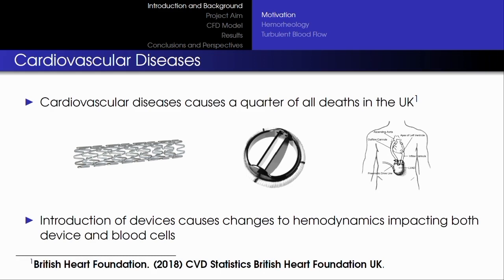So I'm going to start off with a scary statistic. Cardiovascular diseases cause a quarter of all deaths in the UK. However, we can overcome these through the use of medical devices such as stents for narrowing of vessels, prosthetic heart valves for valve stenosis, and ventricular devices for end-stage heart failure. However, when we introduce these devices into the body, they can cause changes to the hemodynamics, and this in turn can affect both the device and the blood cells.